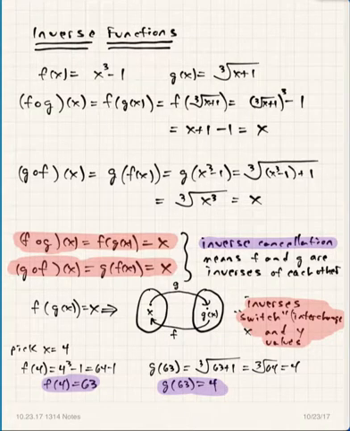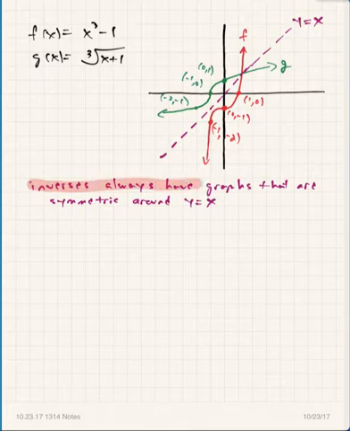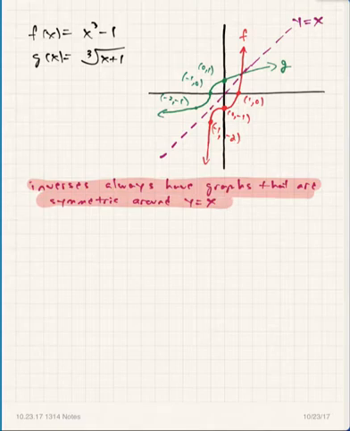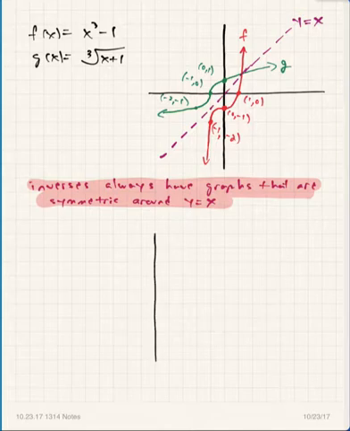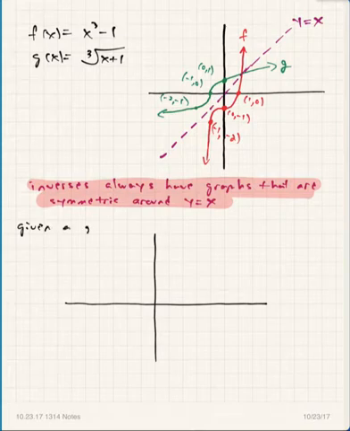And now we've got this next property right here that inverses always have graphs that are symmetric around the line y equals x. When you switch x and y values, you get symmetry around that line. So what that means is if I give you a graph, you could graph the inverse of that function pretty easily. So, given a graph, sketch its inverse.